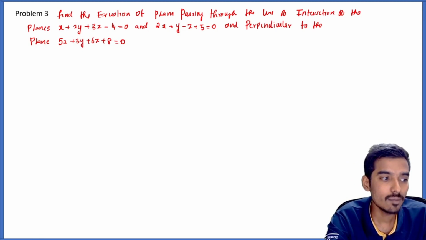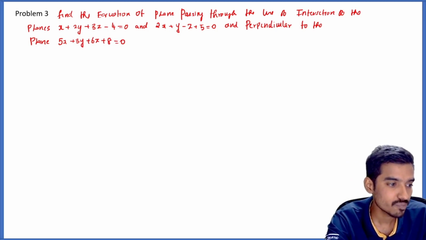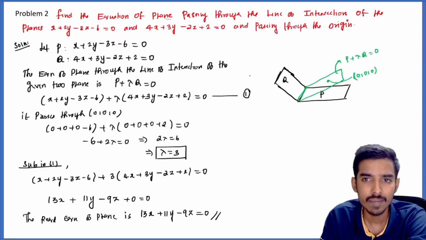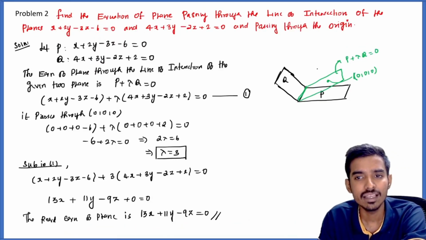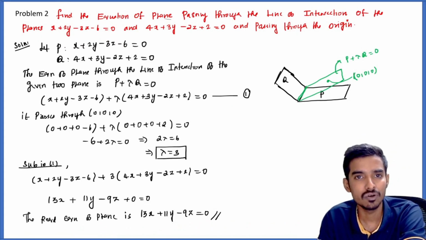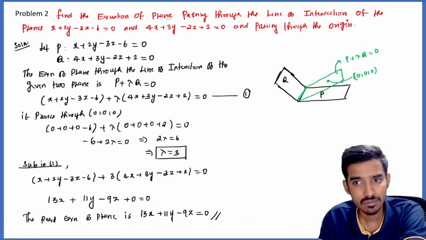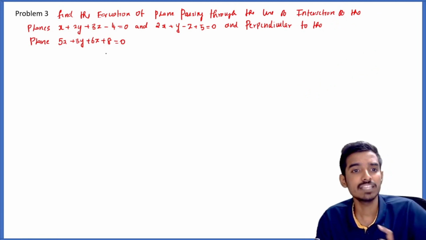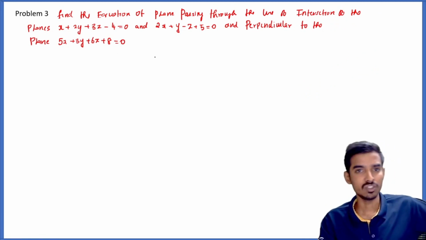In the previous two problems, to find the value of lambda, they said that the plane is passing through the point (-2, 1, 3), and through the point (0, 0, 0). Now they are saying that this plane P plus lambda Q is perpendicular to 5x plus 3y plus 6z plus 8 is equal to 0.